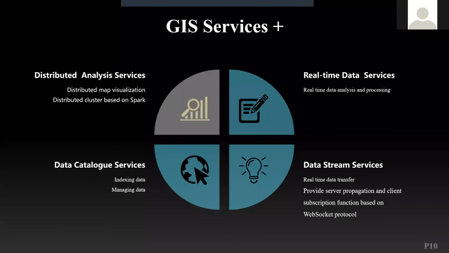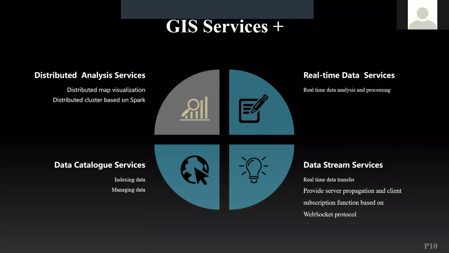Based on Spark, we can add multiple worker nodes to the Spark cluster. And we can use the master node to publish the distributed analysis. We just give the task to the master. Then the master will distribute the task to multiple worker nodes, and they can finish the analysis together. We use this technology to enhance the performance of spatial analysis.